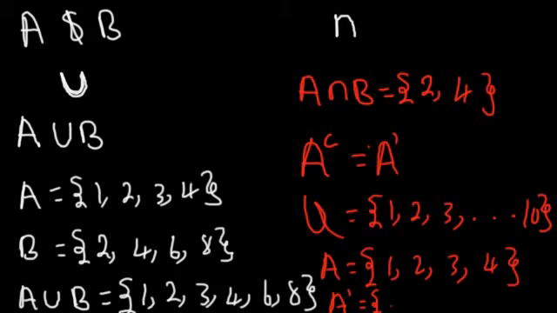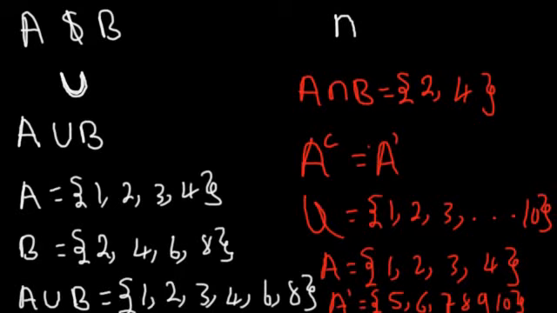A complement will be equal to the elements in the universal set which are not in set A. So what are the elements in the universal set that are not in set A? It turns out that element 5 is not in set A, but it is in the universal set. Likewise, element 6 and element 7, also element 8, and at the same time element 9 and element 10. So all these elements are present in the universal set, but they are absent in set A. Therefore, they are said to be the complement of set A.